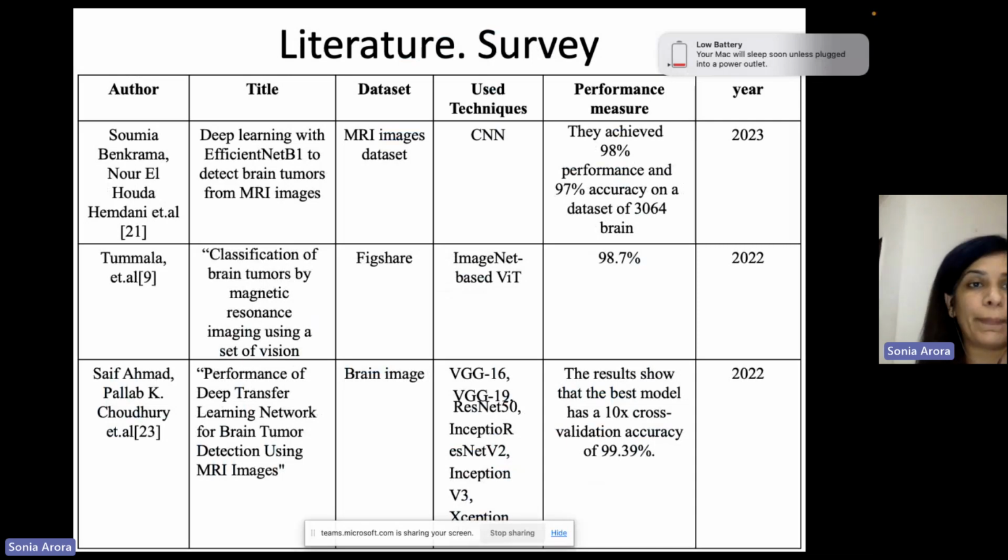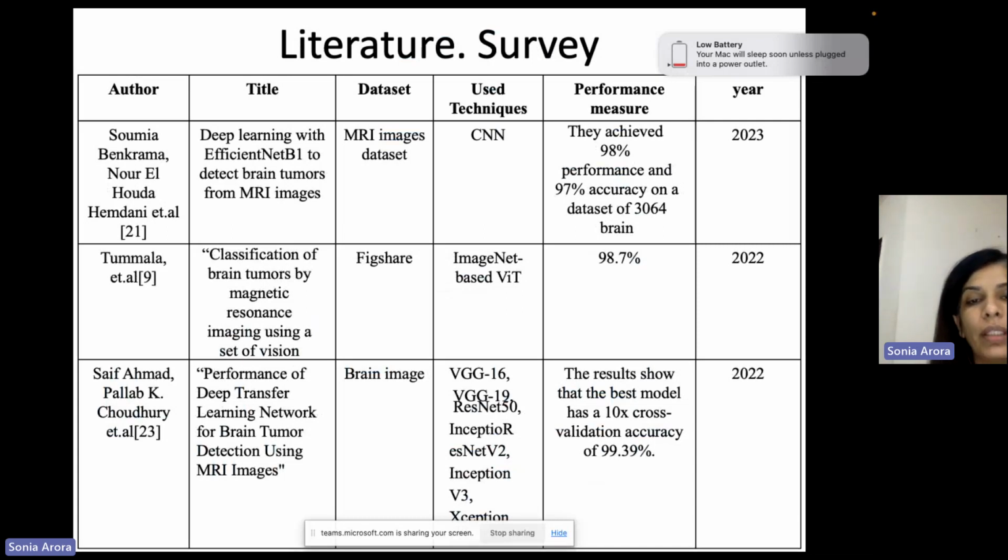Sonia Ben used deep learning with EfficientNet B1 to detect brain tumors from MRI images. They achieved 98% performance and 97% accuracy on a dataset of 3064 brain images. He used CNN technology for this. Then Tumala classified brain tumors from magnetic resonance images using the set of visions. He used the Figshare dataset, used ImageNet-based technologies, and got 98.7%.